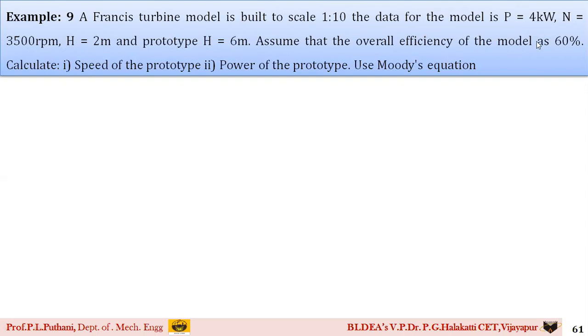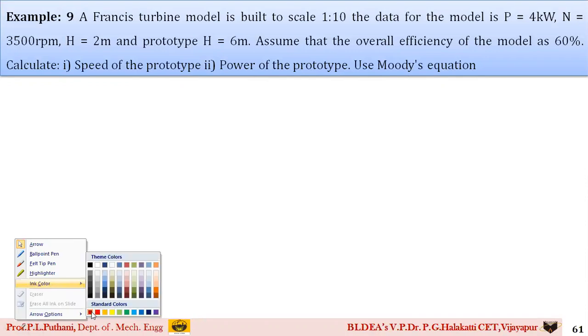Assuming that the overall efficiency of the model is 60%, calculate the speed of the prototype and the power of the prototype, using Moody's equation. So in this problem, he has asked to find out the speed of the prototype as well as the power of the prototype, and the power is to be calculated using the Moody's equation. If you analyze the data given in this problem step by step, let us start with this particular thing.